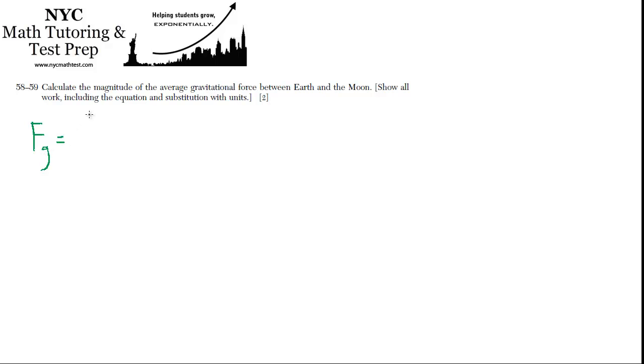So in this case, the force of gravity is G, the universal gravitation constant, times the mass of the first object times the mass of the second object, all divided by the distance between the two objects squared. So we have to look up all these values if we're going to have a fair chance of doing this right.